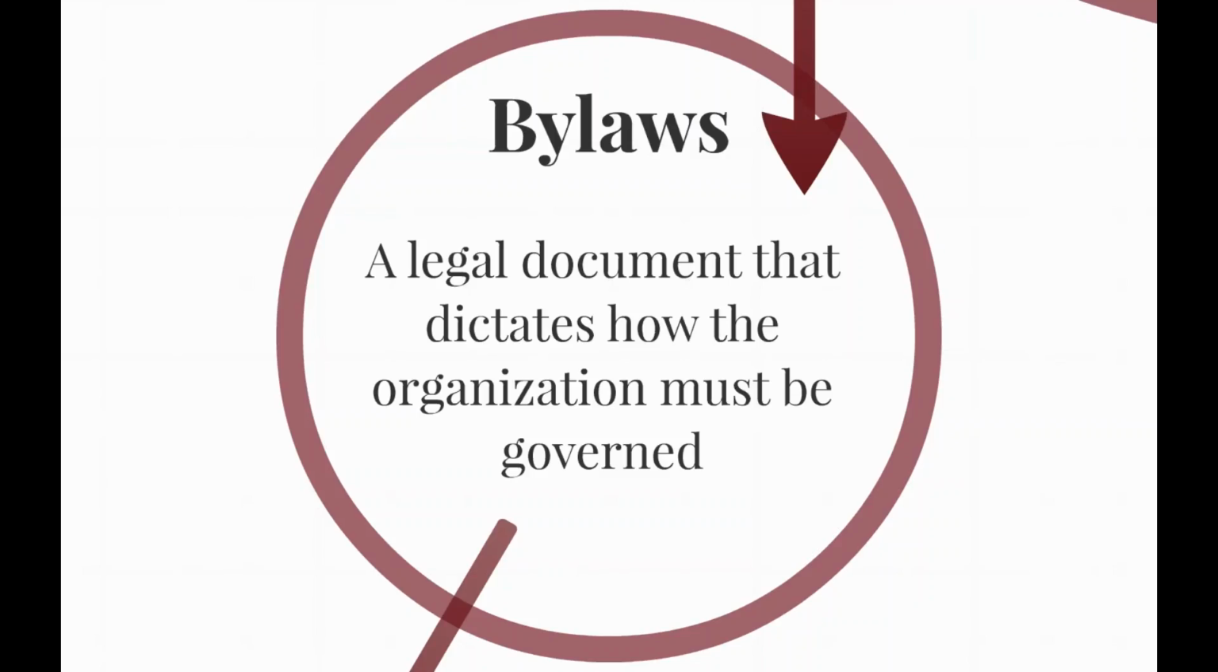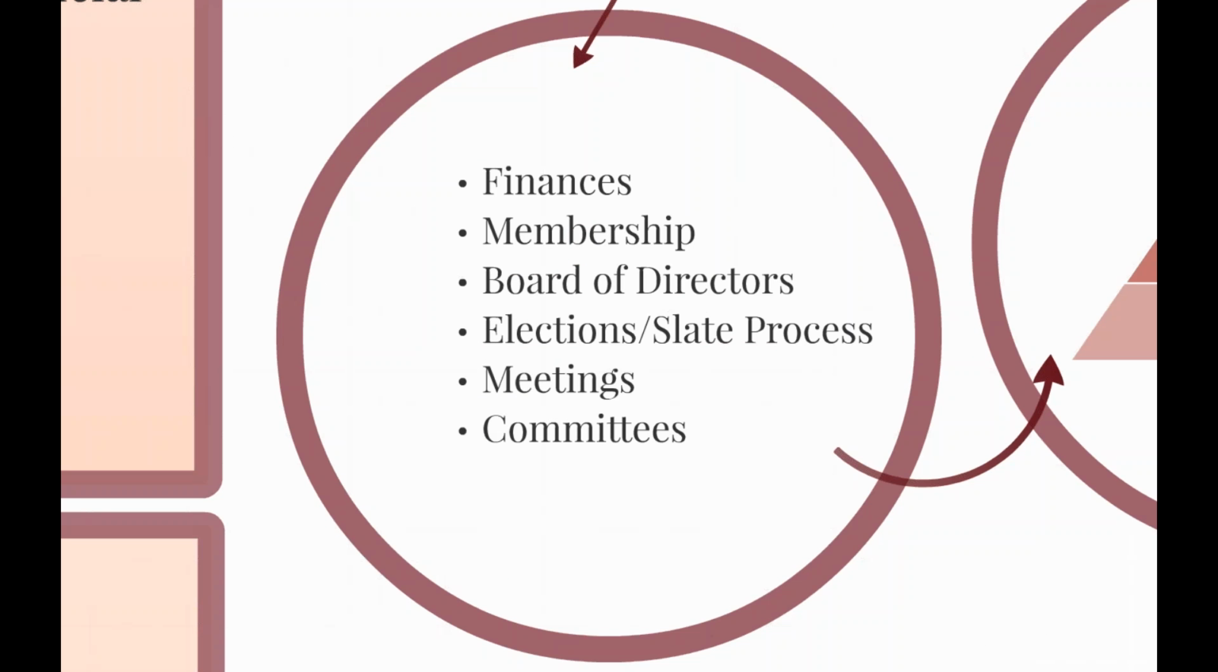Chapters are asked to review and submit their bylaws each year. If you don't have a template, or if you'd like to start using one, that is also available on ANFP Connect. However, if you are creating your own bylaws and not using a template, I would ask that you include terms on finances, membership, board of directors, elections, or as we talked about, the slate process, your annual meetings, and of course any committees that you may have within your chapter.